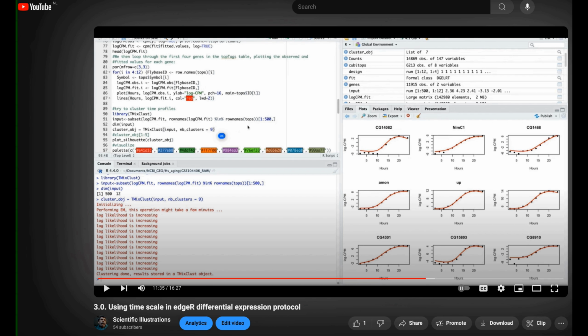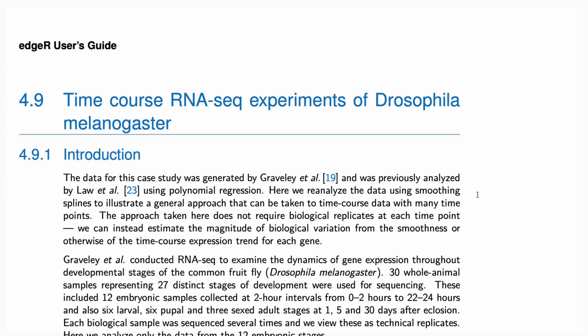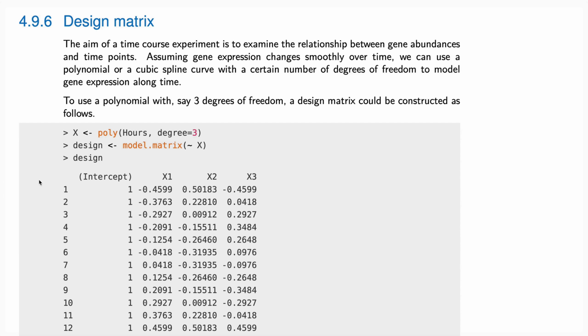Previously I made this video where I showed how to use absolute time scale in the edgeR protocol, and it was a one factor experiment, so only age, nothing else. This was based on this chapter of the edgeR tutorial, and the trick was in using polynomial regression. The way you do it, you put a line above your design where you define x as a derivative of time and then put this x into your model matrix.